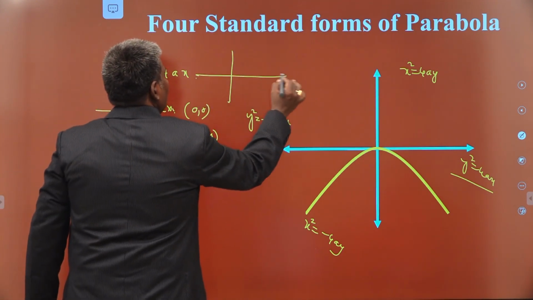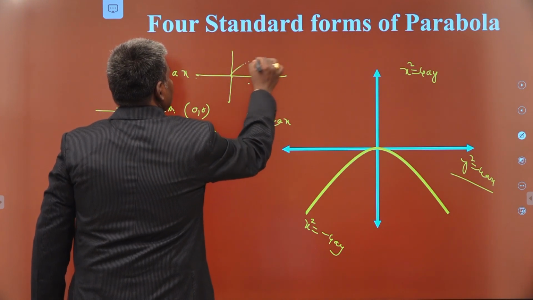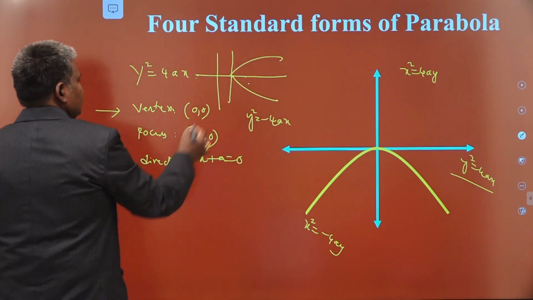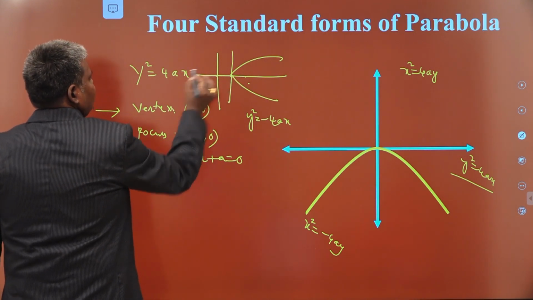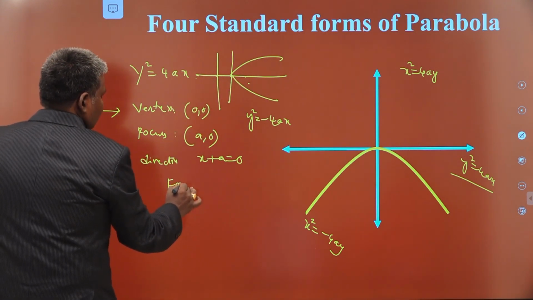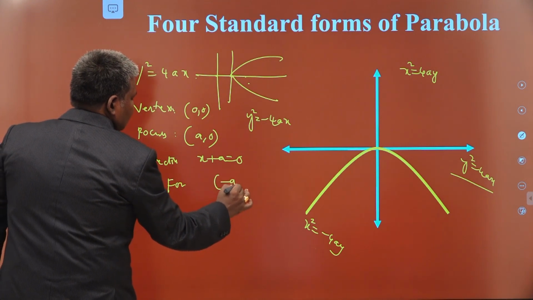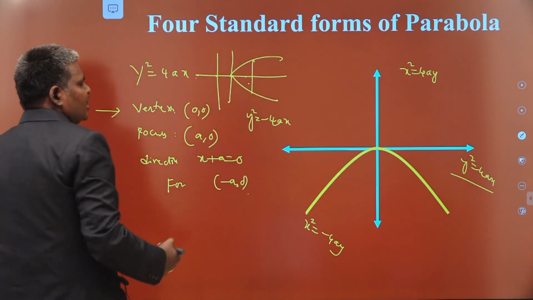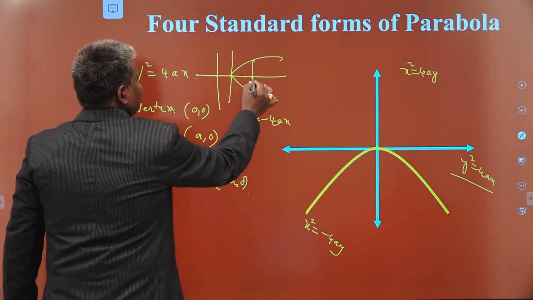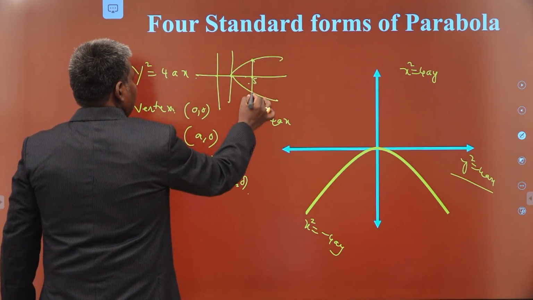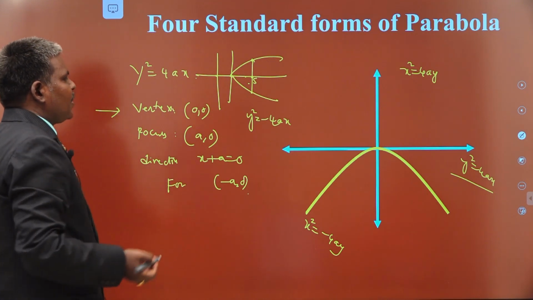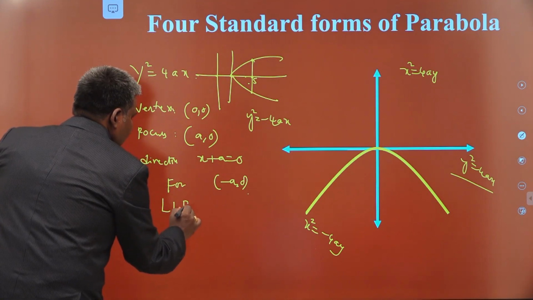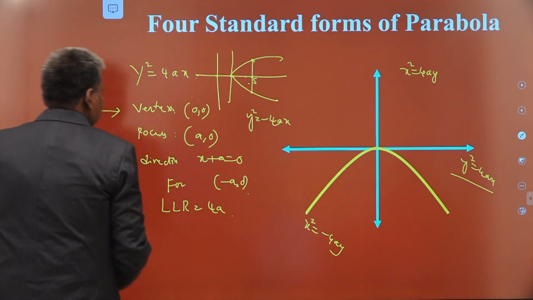For my parabola, y square is equal to 4ax, this is the directrix. This is the focus. This is the vertex of the parabola. This is the foot of directrix. Foot of directrix is what? Minus a comma 0. Length of latus rectum. This is the latus rectum. What is meant by latus rectum? The distance from here to here. That is the focal chord perpendicular to the axis. If you derive it, the length of latus rectum is 4a.